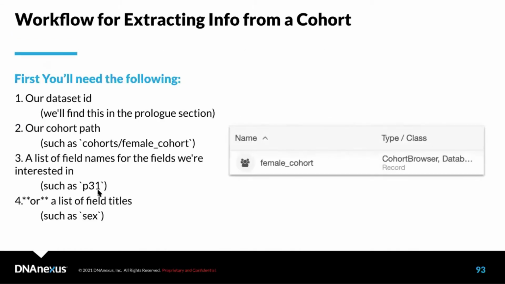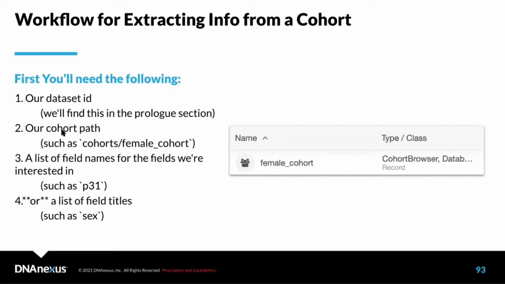So let's talk about the workflow for extracting information from a cohort. This is not currently available in that notebook, but we will be sharing an updated version of the notebook that has all of this information available for you. The first thing you're going to need is our dataset ID. You don't need to have this on hand. We actually show you a little bit of code that finds this for your project and application automatically.